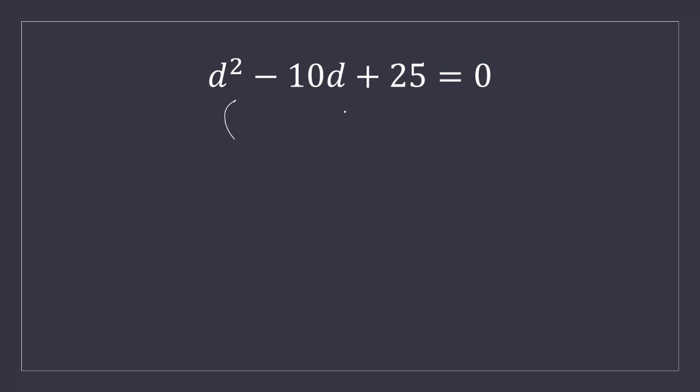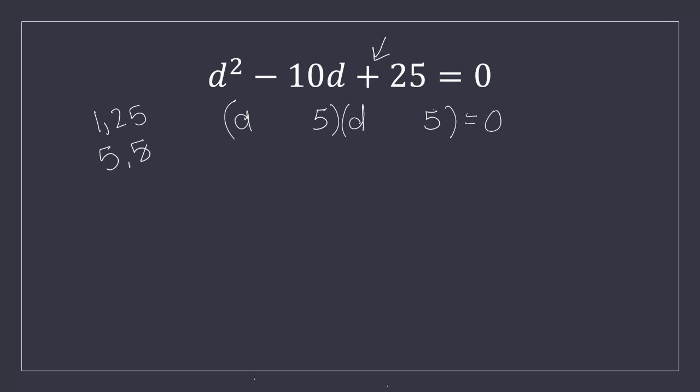So I am going to break it apart into my two sets of parentheses. Again, this is a point where you might want to feel free to pause the video, try it out for yourself, and then push play again and see where you're at. The d squared breaks apart into d and d. And then I want to know what factors of 25 are going to add to make 10. Well, clearly 5 and 5 make 10, okay? So I'm going to use the 5 and the 5.